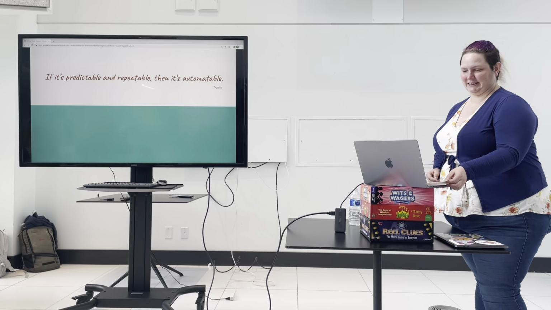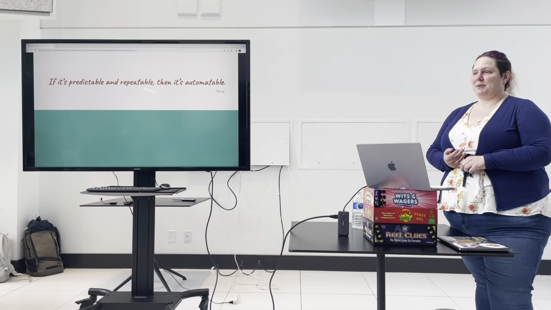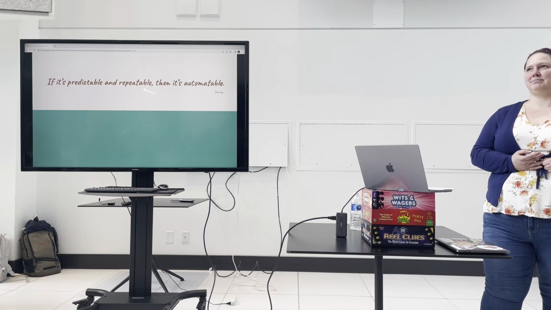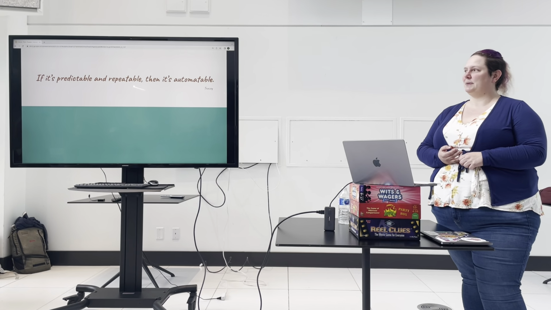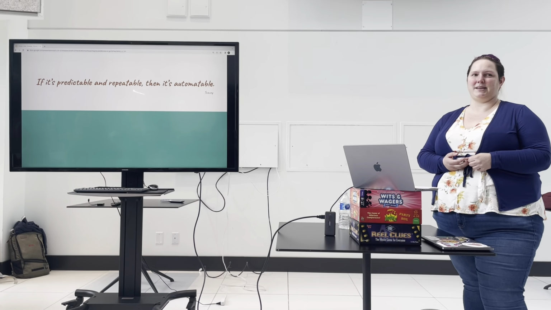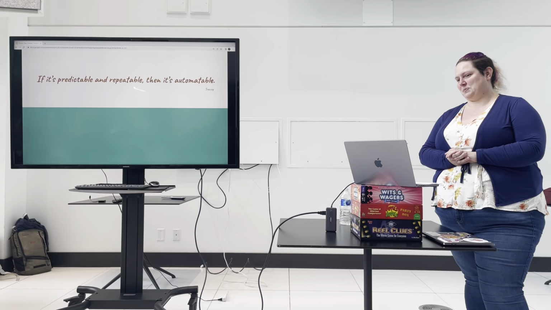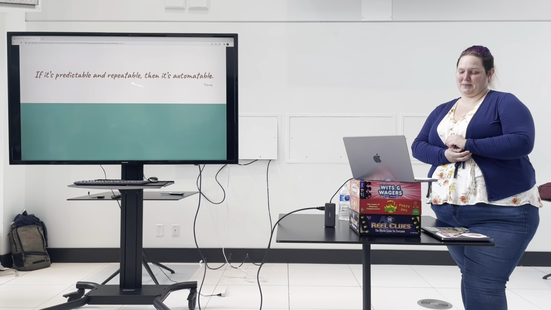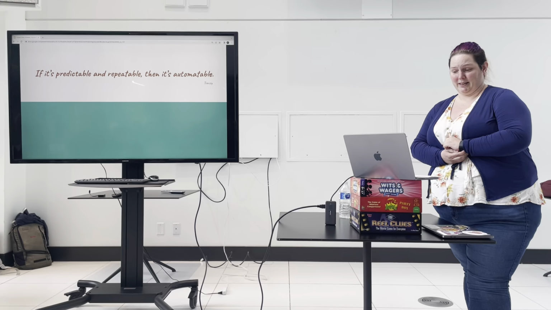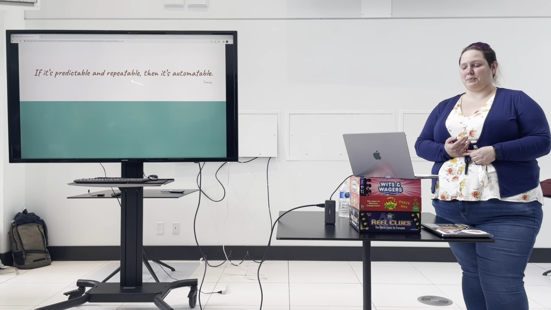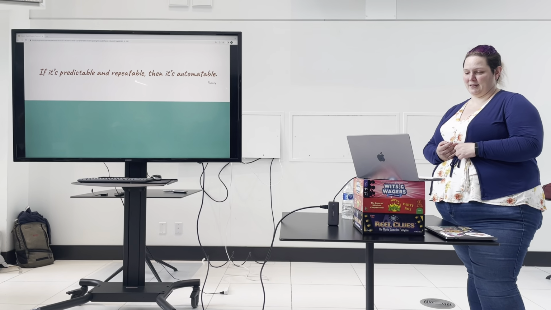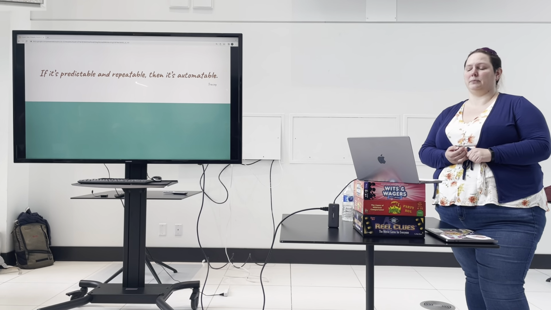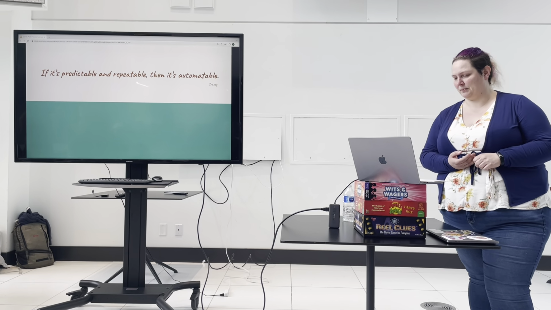One of the things I've been repeating to my team the last 2-3 years is that if it's predictable and repeatable, then it's automatable, because that's where it boils down to. We need to identify where things are currently not predictable, but should be, and see where we can make things repeatable within the code in order to automate them.